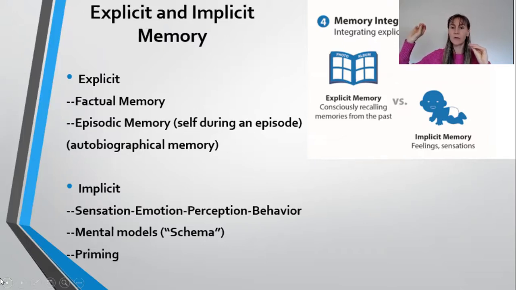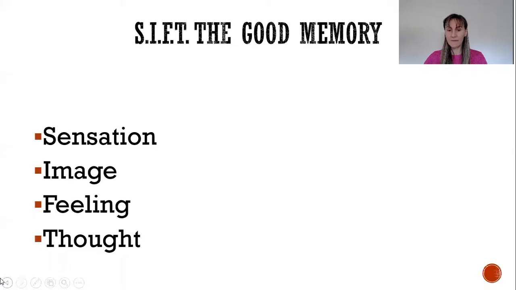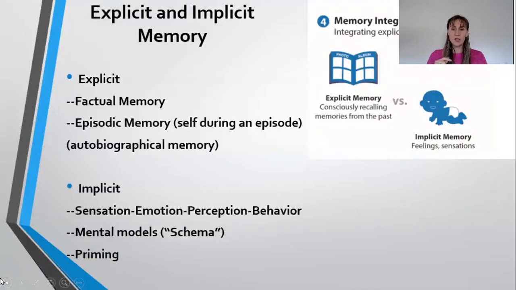There's explicit memory, which is like if I asked you about your first kiss, you would use your explicit memory to recall what age you were. But then if I did this thing called SIFT, sensation, image, feeling, thought, that would get you more into the implicit aspect of the memory, which is what did it feel like, the two lips touching, assuming it was a positive experience. So there's explicit memory, and then there's implicit memory.